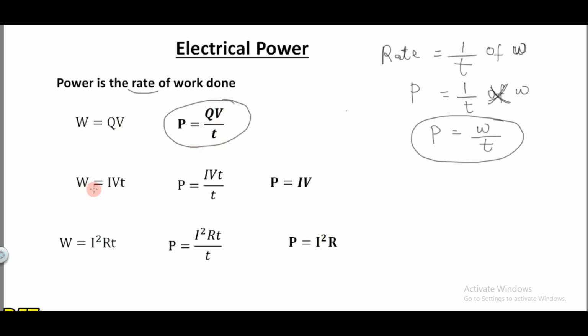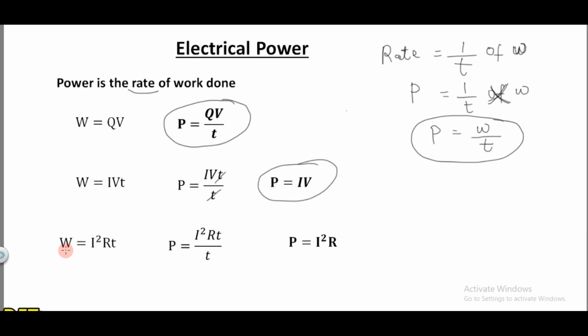Then work done can also be equal to IVT, right? So if work done is equal to IVT, then power will be equal to work done over time, which is IVT over time. So this time will cancel our time, and that will make my power equal to IV. So power is equal to IV. This is very important. I represents the current and V represents the potential difference. Q is the charge, V is the potential difference, T is time here, right?